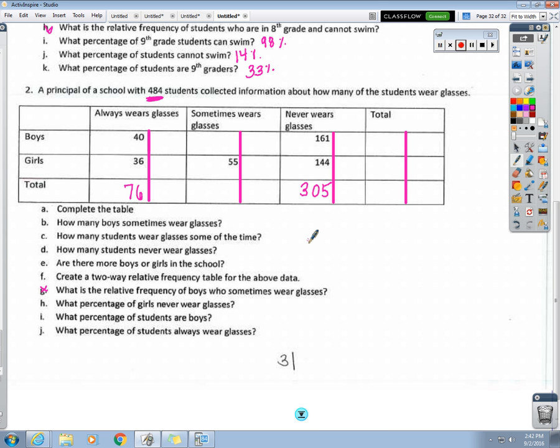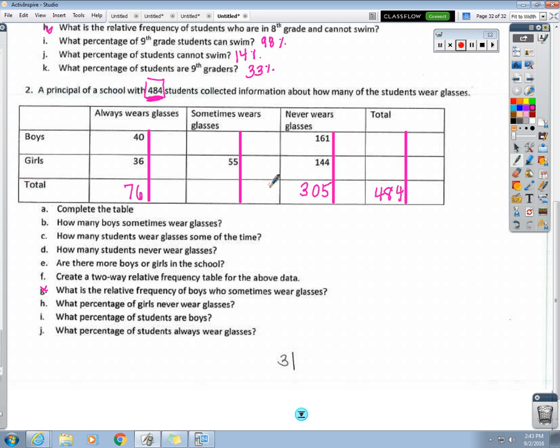Okay, now from there, what could you do next? Like how could you figure out this one or this one? Okay, right. You have to, at this point, use this total of 484 students. Then, you can find pretty much all of them from here.